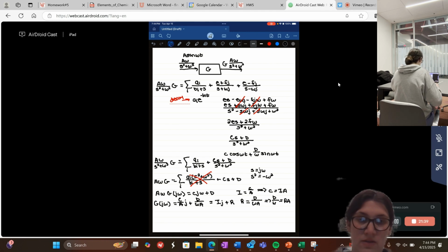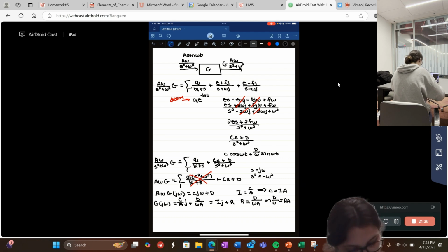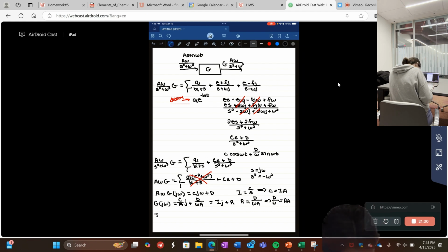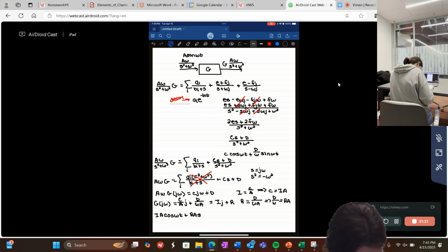So now we can take this and plug it into our Laplace transform. When we do that, we end up with ia times cosine of omega t plus ra times sine of omega t. Then we can factor out the a, leaving us with a times i cosine omega t plus r times sine omega t.